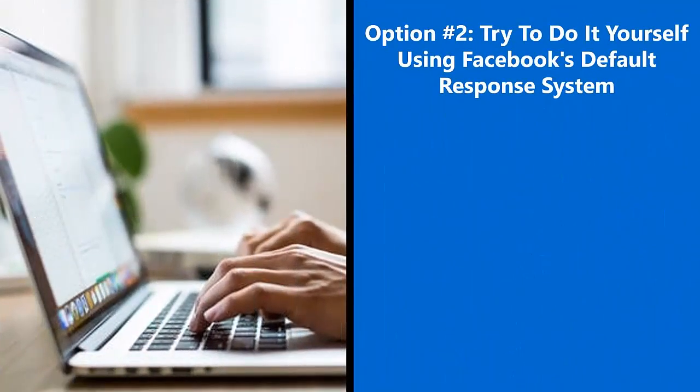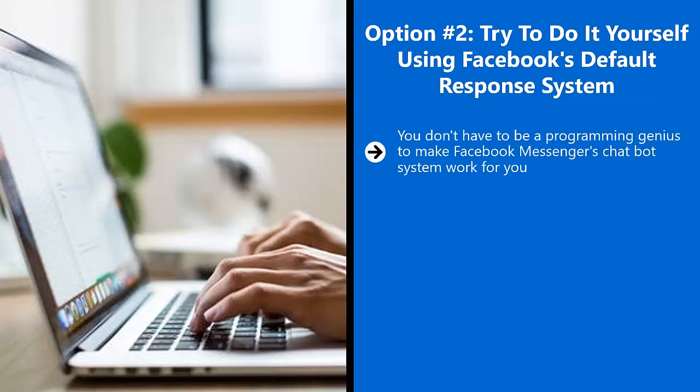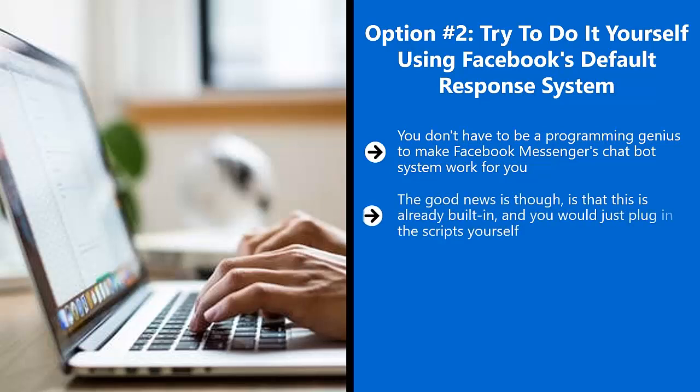Option number 2, try to do it yourself using Facebook's default response system. You don't have to be a programming genius to make Facebook Messenger's chatbot system work for you. Facebook does allow an automated response system for its Facebook pages. You have to turn on the feature, and then you have to get permission from Facebook. This is not automatic. The good news is that this is already built in, and you would just plug in the scripts yourself.